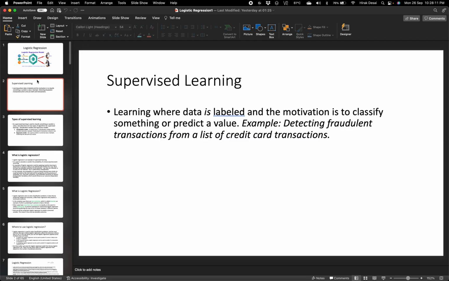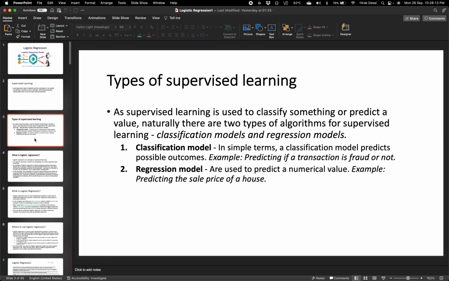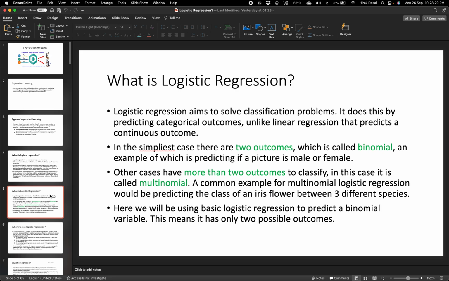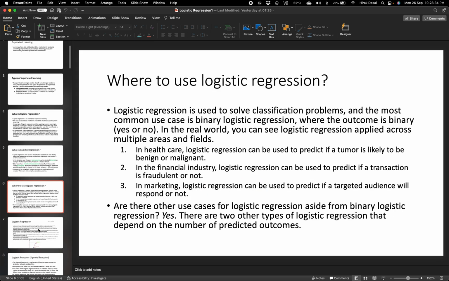What all have we seen? Supervised learning we know. Types of supervised learning: classification model, regression model. What is regression? What is logistic regression? Logistic regression is an example of supervised learning. It is used for classification. It has binary outputs. The outputs can be of two types, three types.